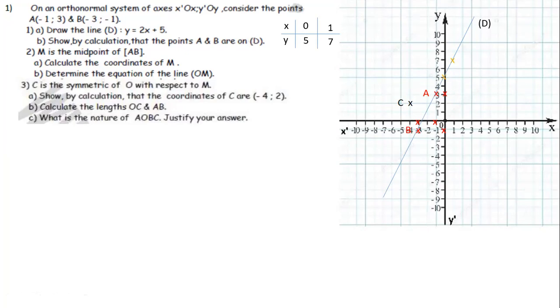Yes, so to show by calculation that the points A and B are on D, first we take A, we replace the abscissa and the ordinate in the line D with the x and y of A. So then we get y equals.